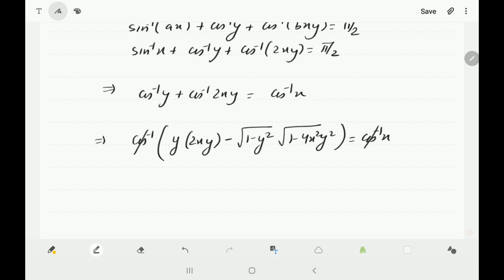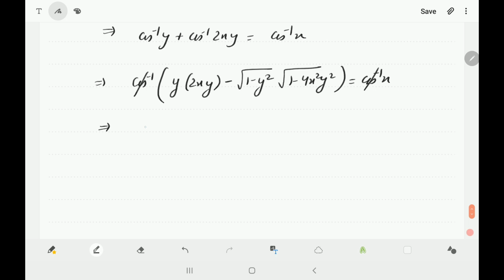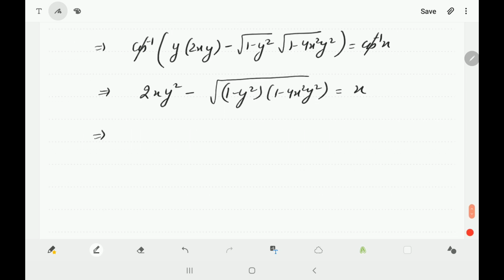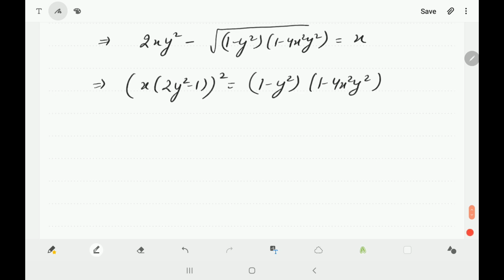So we can cancel cos inverse from both the sides. So we will be left with 2xy square minus under root of 1 minus y square into 1 minus 4x square y square, okay, is equal to x. So you can take the under root term on the right hand side. So you will be left with x times of 2y square minus 1. If we take squaring both sides, so we will be left with 1 minus y square into 1 minus 4x square y square, okay.